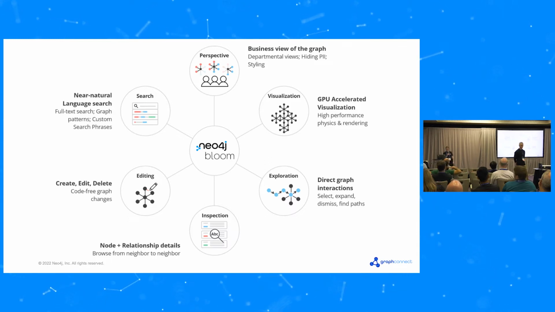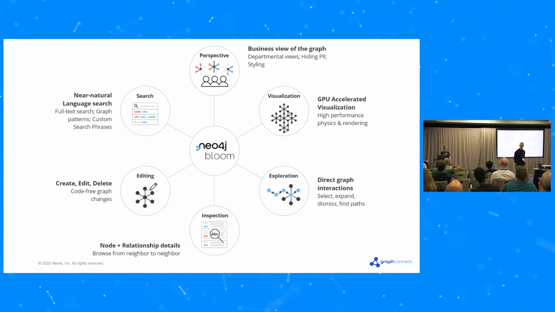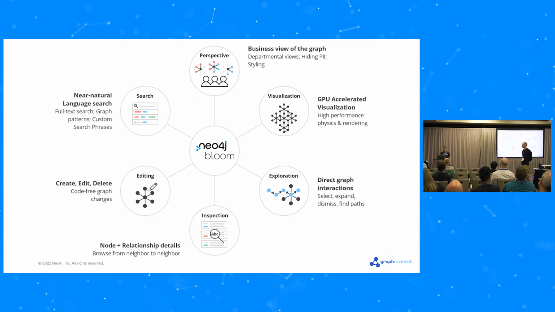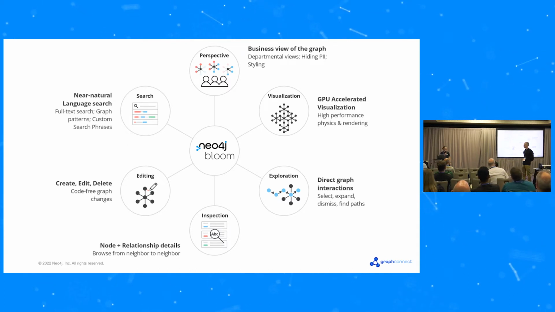Exploration. Bloom lets you interact directly with your graph using only your mouse or your touchpad. You don't need any code there. But what you see in the scene is not necessarily what you get. So you can select elements, you can expand them, dismiss them, find paths between them, and so on.